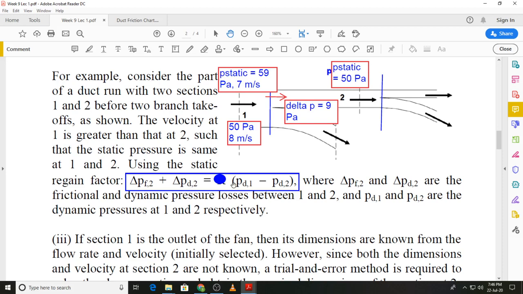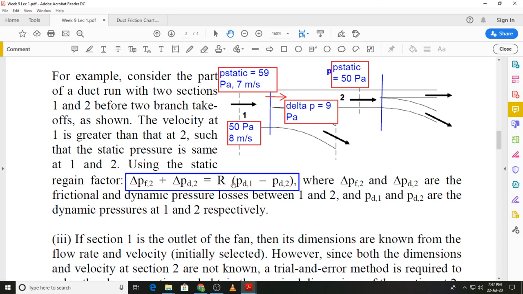Then we come to this factor R. Under ideal conditions, all of the change in the dynamic pressure is converted into an increase in the static pressure. But actually there are losses. So not all of the dynamic pressure reduction is converted into a static pressure rise, and that is shown by this factor R, which is known as the static regain factor.